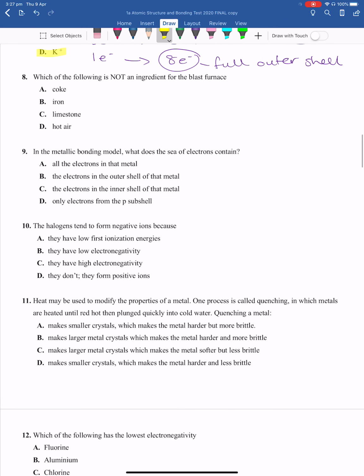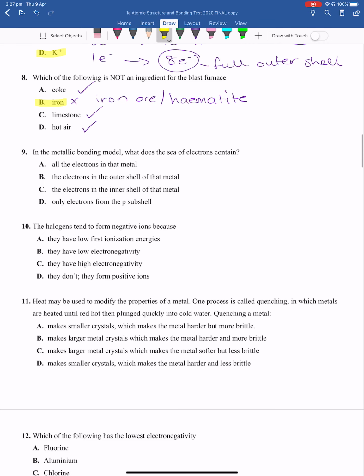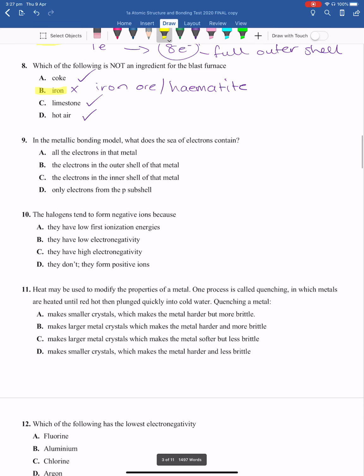Question number 8. Which one is not an ingredient for the blast furnace? Again, very interesting that people weren't reading this one correctly. So coke is, limestone is, hot air is, iron is not. It needed to be iron or hematite. So it's one of those questions where you have to make sure you are reading completely and slowing down and reading that question.